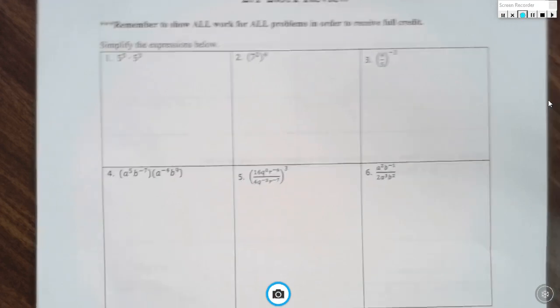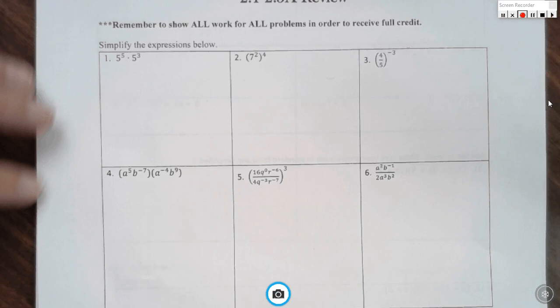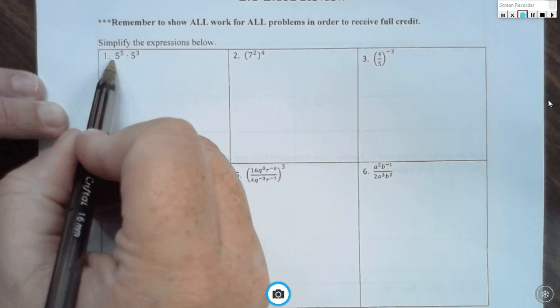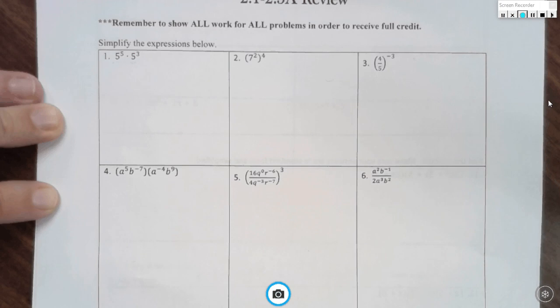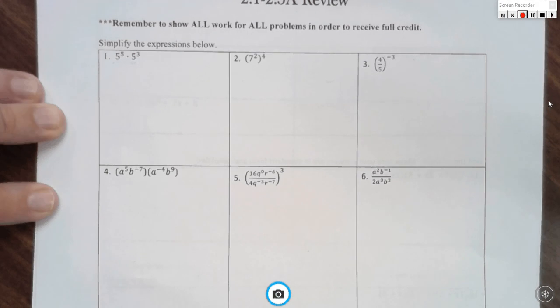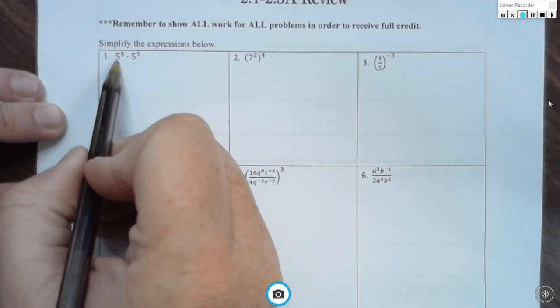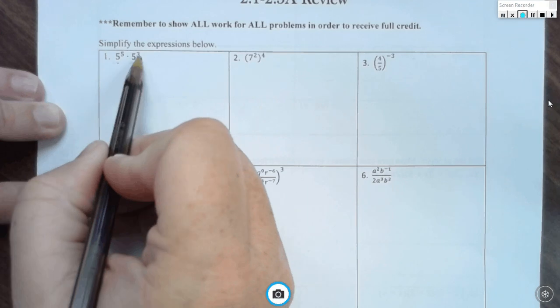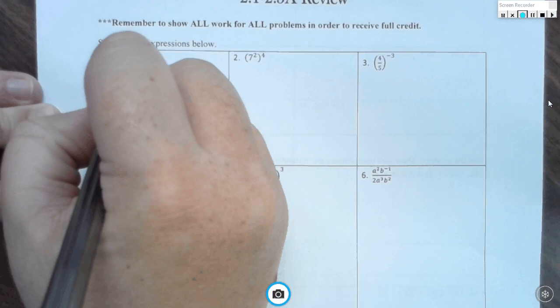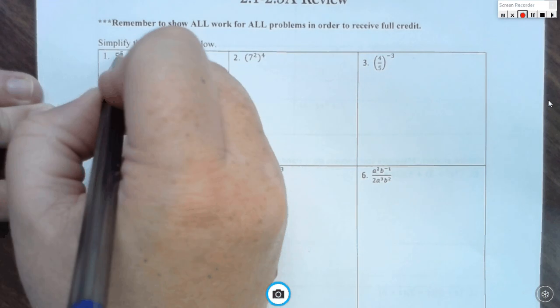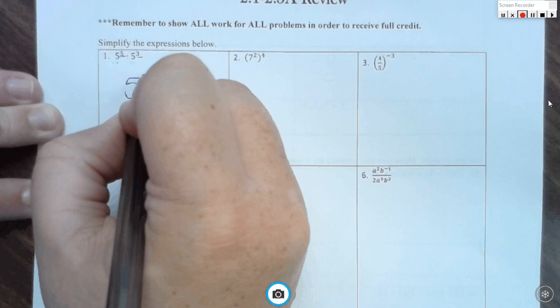For number 1, I'm multiplying, and the bases here are the same. The 5s are the bases. So if the bases are the same, I want to add the exponents. Now it's real important here, do not combine the bases and the exponents. Only combine the exponents and leave the base alone. So it becomes 5, and I add these because I'm multiplying with the same base, and I get 5 to the 8th power.